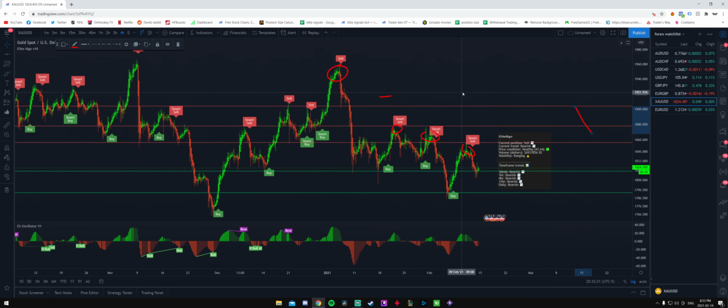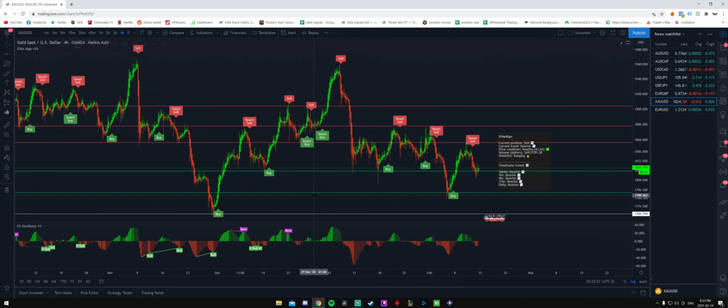And probably be supported right here at the support, or the one beneath it, which would be right there. So I would not be going long on gold right now. I'll be going short on gold. So yeah, that's pretty much it for that.